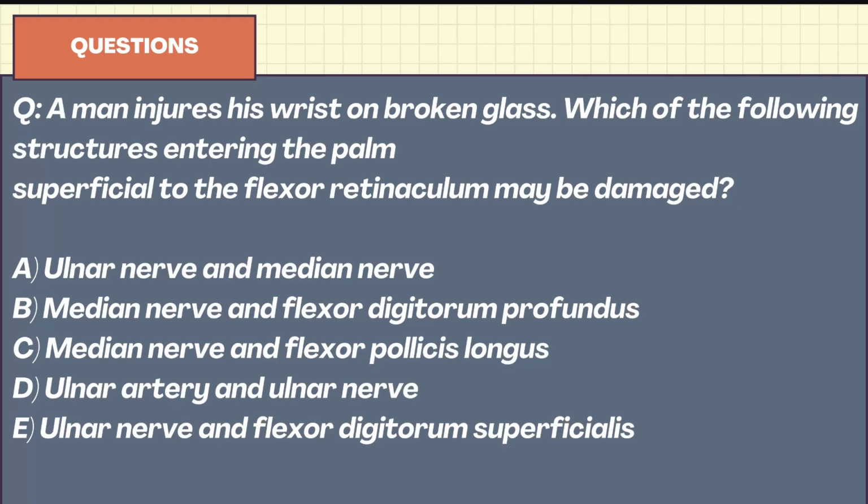So a man injures his wrist on a broken glass. Which of the following structures entering the palm superficial to the flexor retinaculum may be damaged? So what you basically do here, we know the contents in the carpal tunnel, because we're talking about the flexor retinaculum. So underneath it, you're going to have the carpal tunnel. So you pick anything that's not part of the contents of the carpal tunnel, which is the ulnar artery and the ulnar nerve. They're not part of the carpal tunnel.